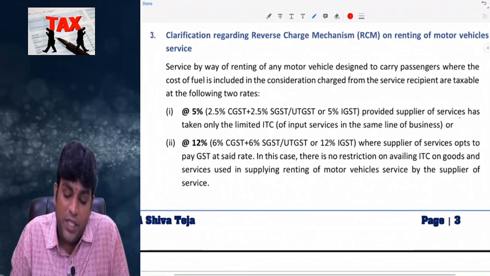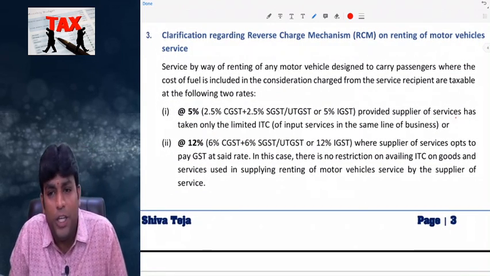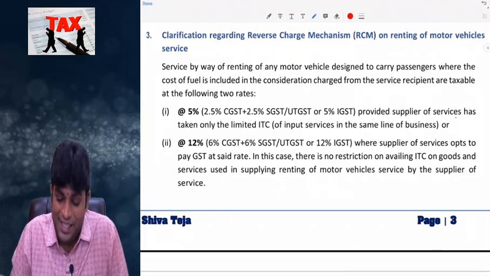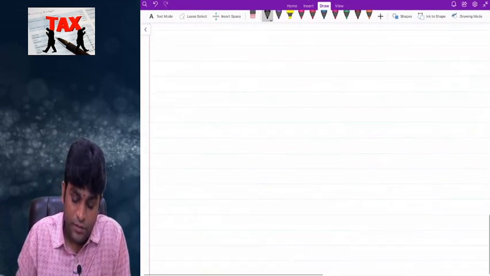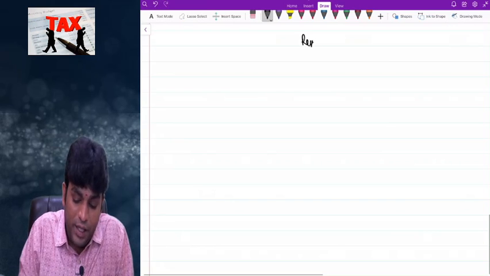clarification regarding reverse charge mechanism on renting of motor vehicle service. Wonderful. Listen. Let me discuss in a simple way, my dear friends.